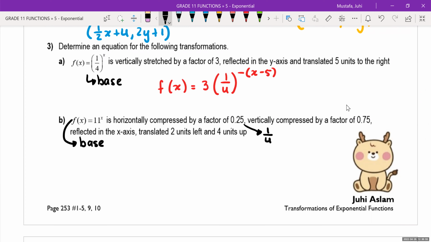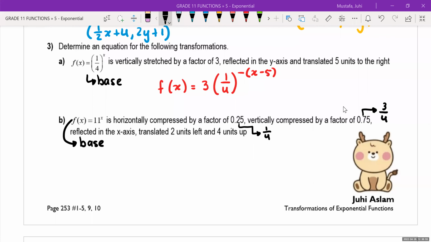Vertically compressed by a factor of 0.75. Again, let's just change that to 3 over 4. That's a personal preference. You can keep it as decimals, but I like fractions a little bit more. It's reflected in the x-axis, so now we have a vertical reflection, so that negative is going to go on the outside. It's translated 2 units to the left, and it's translated 4 units up. I'll give you guys 30 seconds to go ahead and try this.